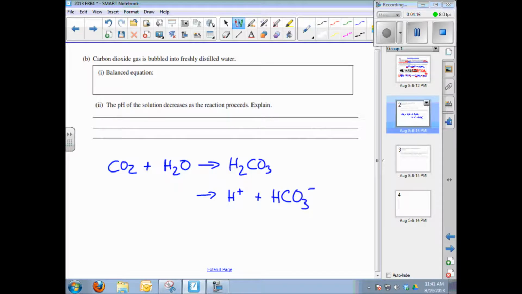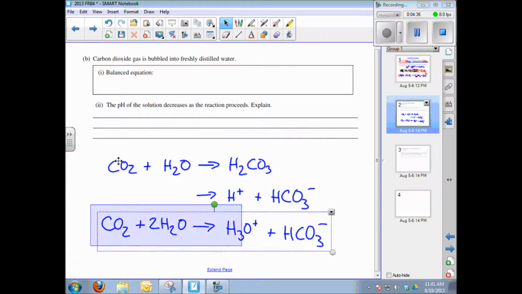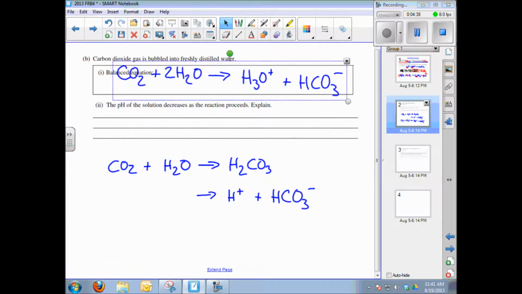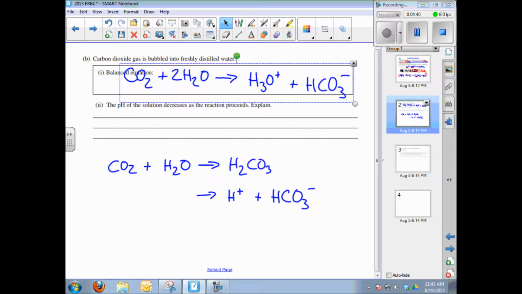However, the most preferable, I guess, answer would be this: we know that hydrogen ion doesn't actually exist in solution. It forms hydronium by linking up with a water molecule, and the other product is still the bicarbonate ion. So this is the most preferable answer. All 3 are correct, but this is the one I think that you want to write in your answer box.